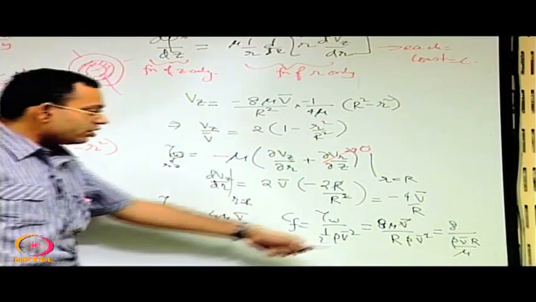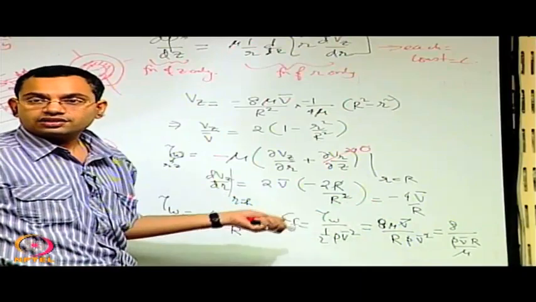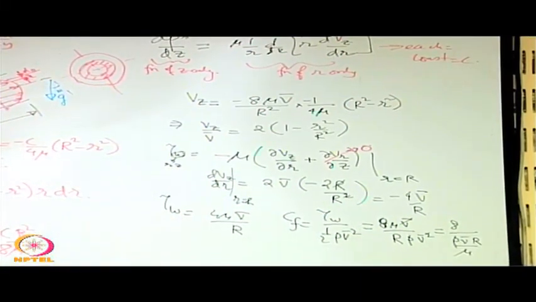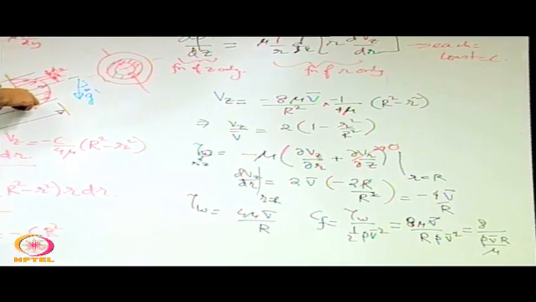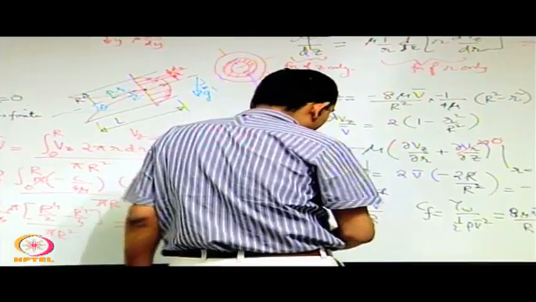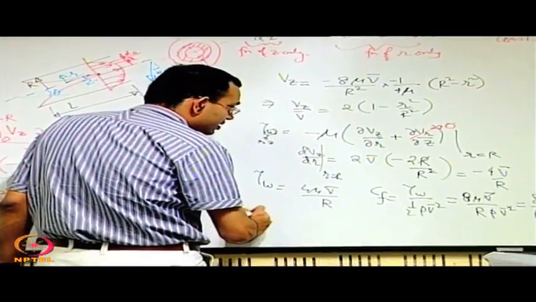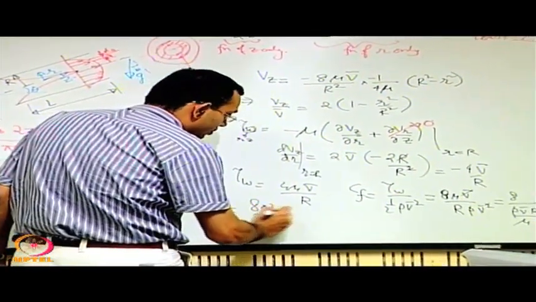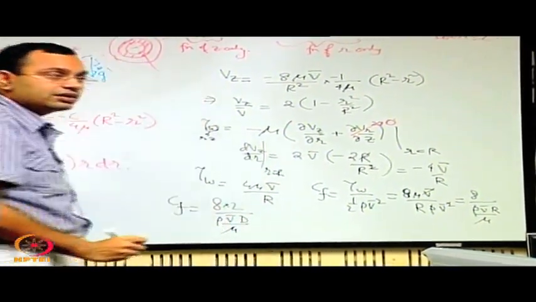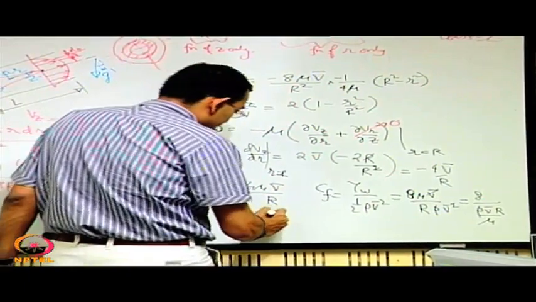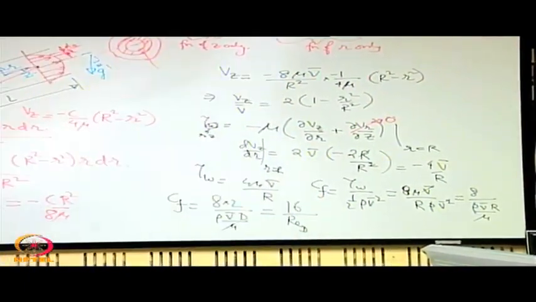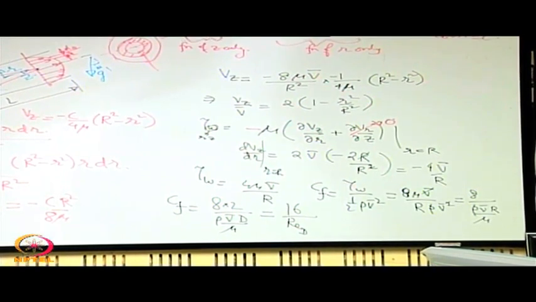The denominator is a Reynolds number based on radius R, but usually for this type of geometry the length scale that is taken is 2R or the diameter of the pipe. So if you just consider that, then the Cf becomes 8 into 2 divided by rho V average into the diameter by mu, where diameter is 2 into R. So this is 16 by the Reynolds number based on the diameter of the pipe.